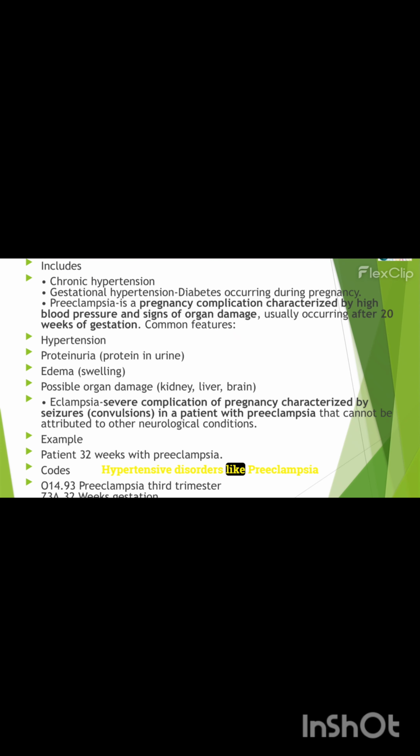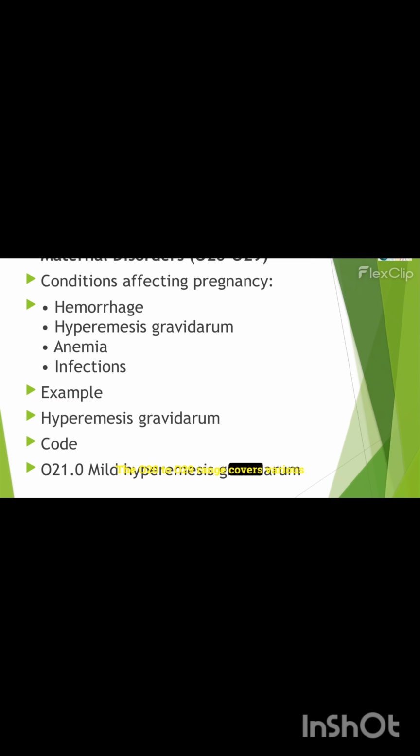Hypertensive disorders like preeclampsia and eclampsia are very serious. Preeclampsia involves high blood pressure and signs of organ damage, like protein in the urine, usually after 20 weeks. Eclampsia is even more severe, involving seizures. For a patient at 32 weeks with preeclampsia, you would code O14.93 for the third trimester and Z3A.32 for the weeks.